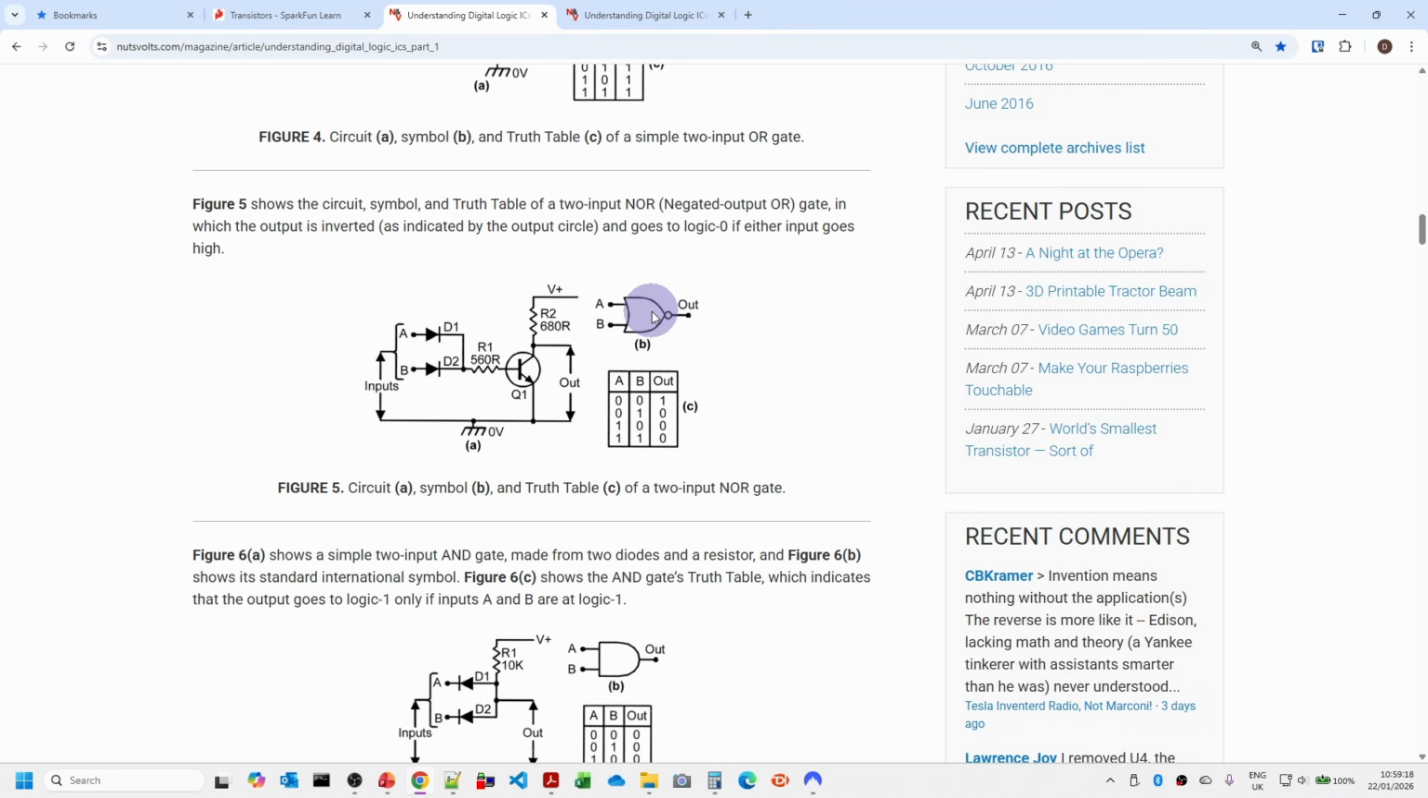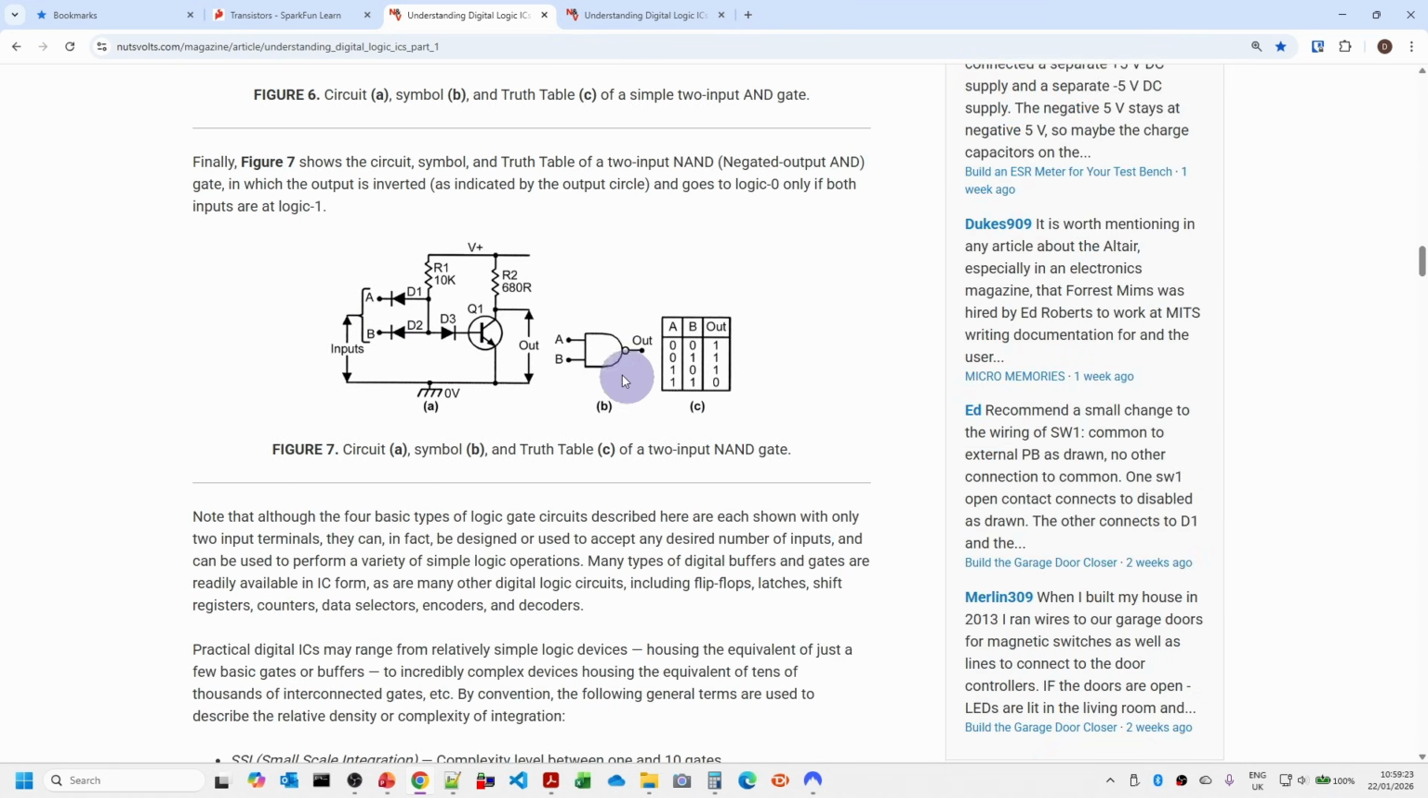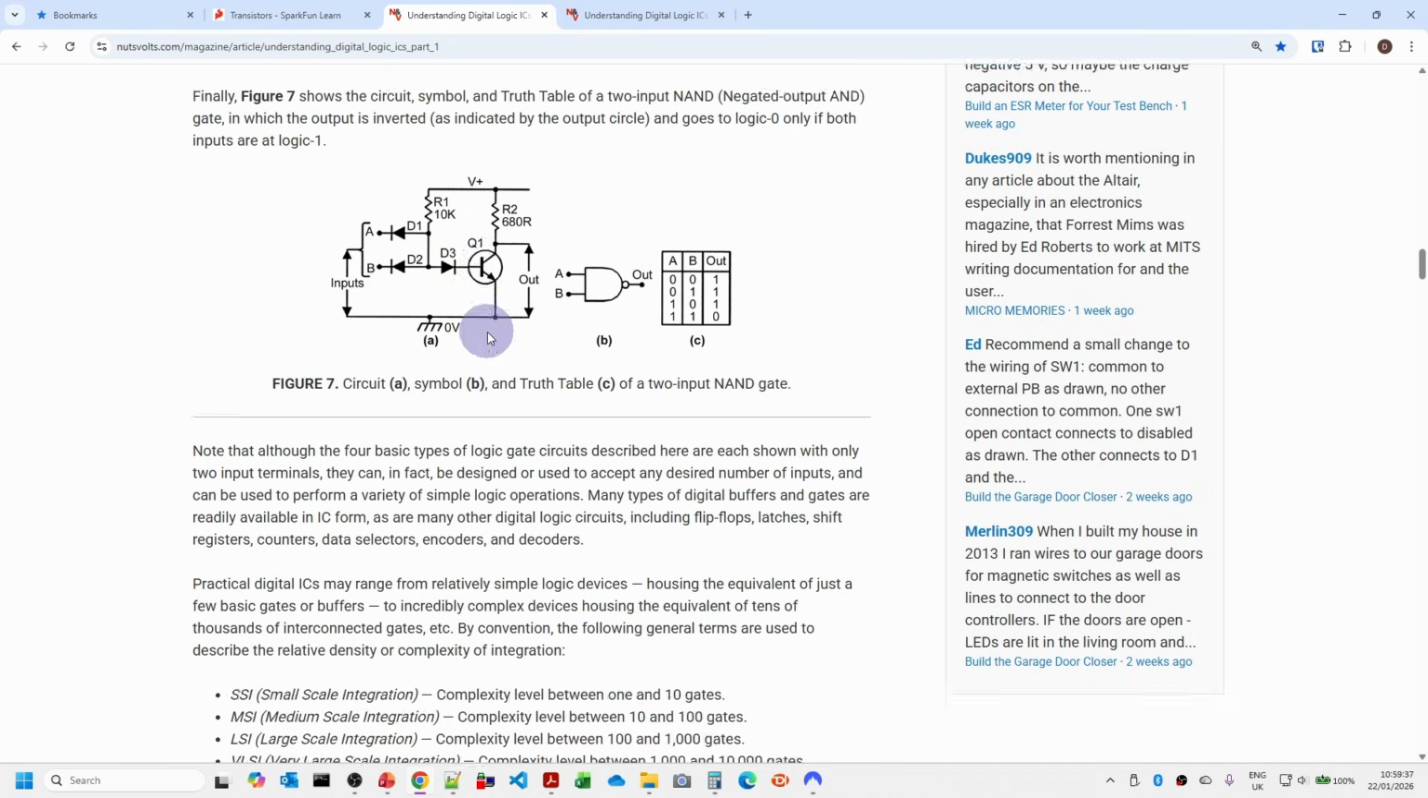So this is a NOR gate. And then this is a NAND gate. So this is an AND followed by an inverted signal as well. It's possible to make these gates with diodes and transistors.